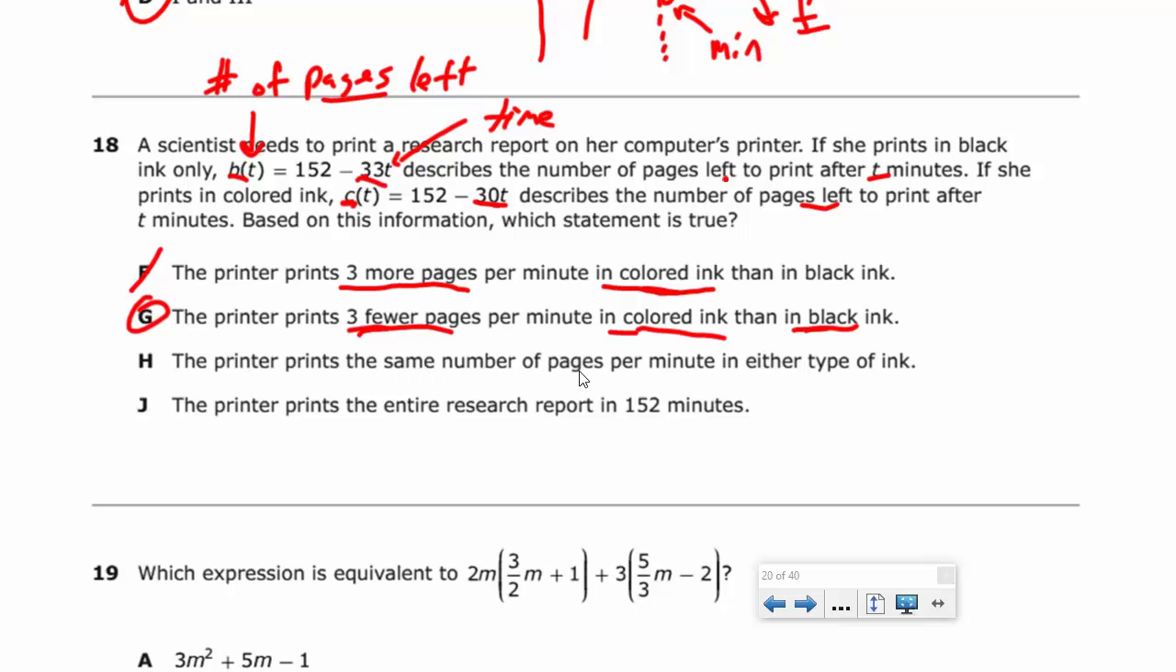The printer prints the same number of pages per minute for either type of ink. No, these are not the same speed per minute. It's 30 per minute and 33. This is not true. The printer prints the entire research report in 152 minutes.